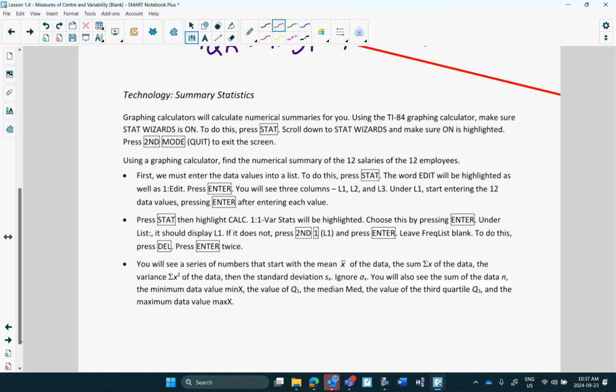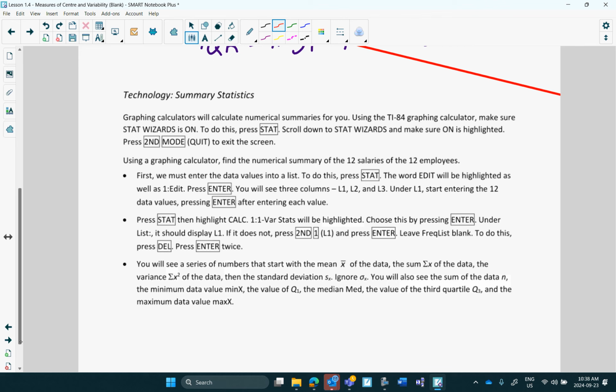Then enter, it gives you everything. So it gives you the mean, it gives you the sum, it gives you the sum squared, it gives you the standard deviation. And then if you keep going down, if you scroll down, it tells you the minimum value, it tells you the value of Q1, it tells you the median value, it tells you Q3, it tells you everything. Thank you.